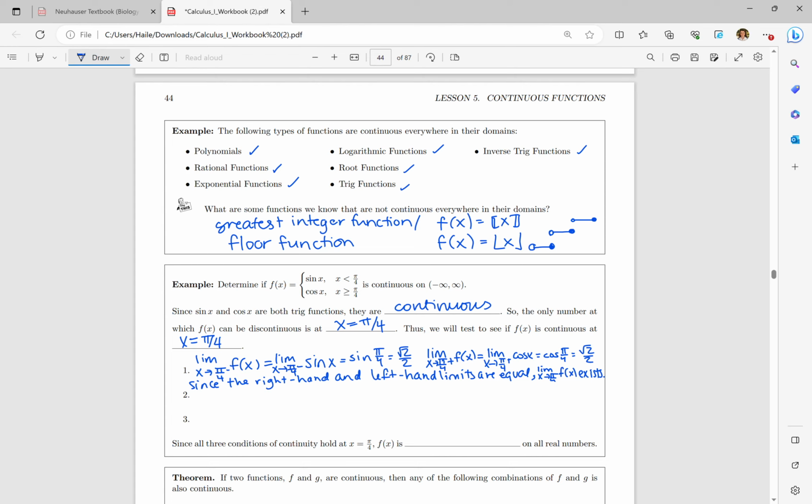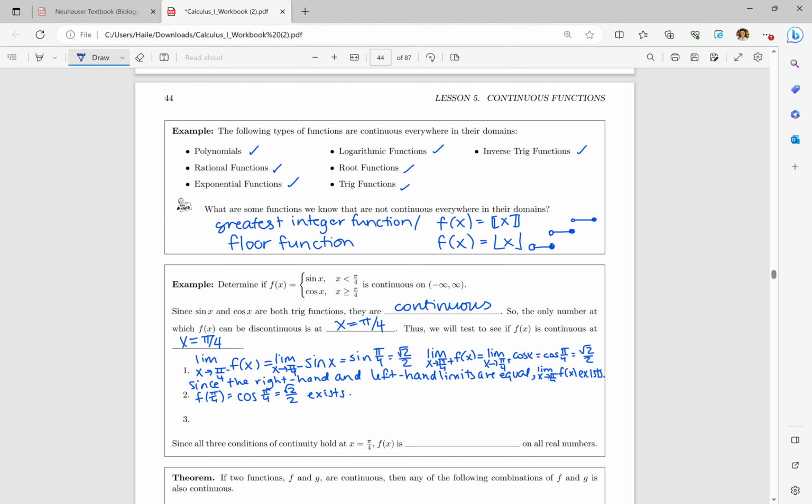The second condition is that the function value at pi over 4 exists. So we want to test for f of pi over 4. And so if we're looking for the function value, we want to use this bottom branch here because this is the inequality that actually has equality with it. So this is going to be cosine of pi over 4. That's equal to root 2 over 2. So that definitely exists.